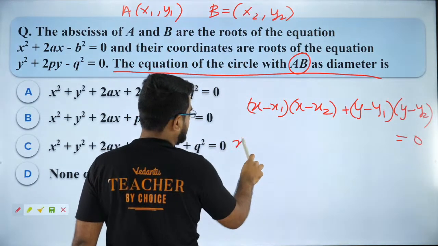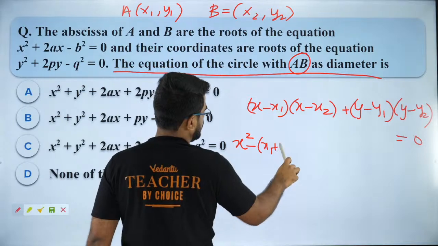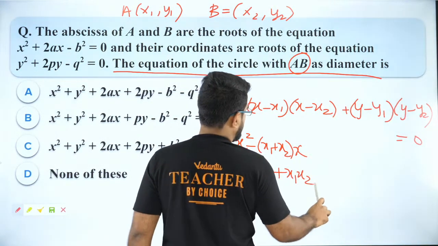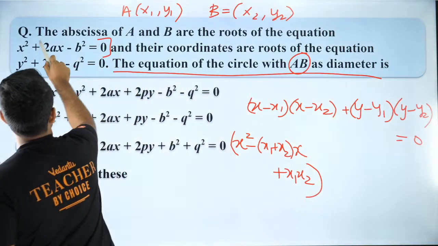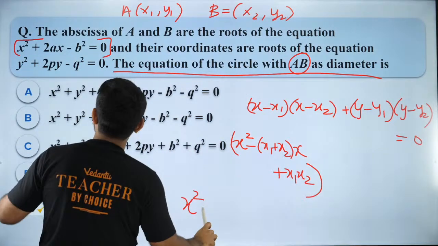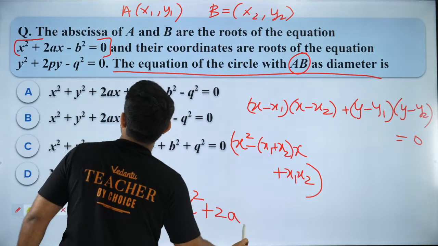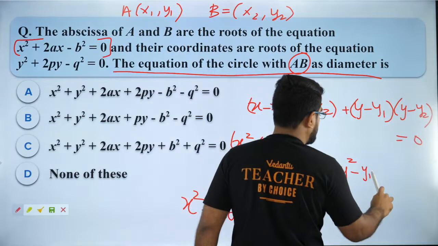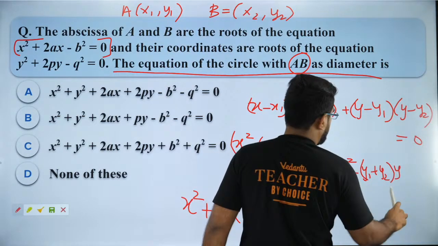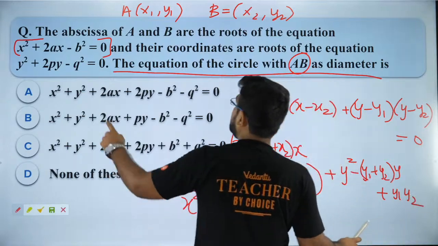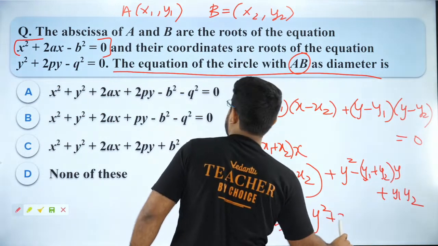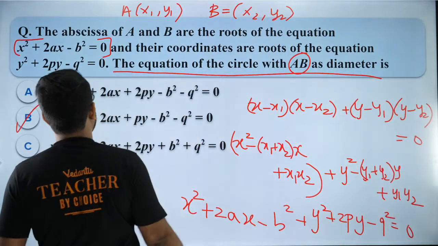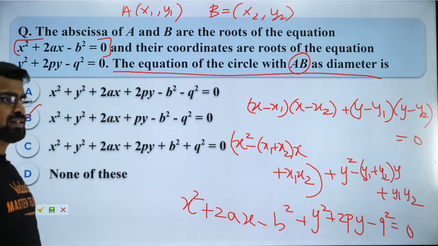So now if I expand this, I'll get x square minus sum of roots and plus product of roots. Okay, so this is exactly what I have here. So it is x square plus 2ax minus b square. Similarly, this will be y square minus the sum of the roots y1, y2 into y plus the product of the roots y1, y2. So it will be y square plus 2py and then you have minus q square. So that is your answer. I think it is option B. So not very sure whether it has come in the question.